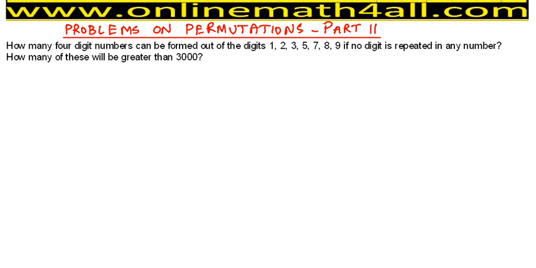Okay, first let us solve the first part, that is, how many 4-digit numbers can be formed out of the digits 1, 2, 3, 5, 7, 8, 9 if no digit is repeated in any number.